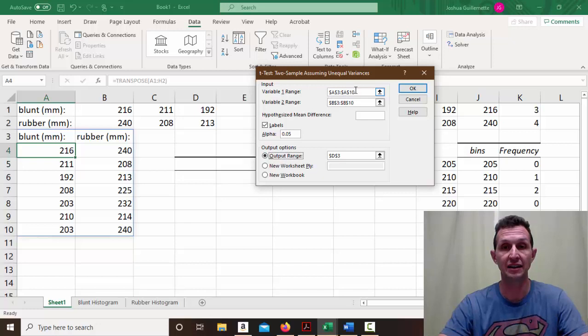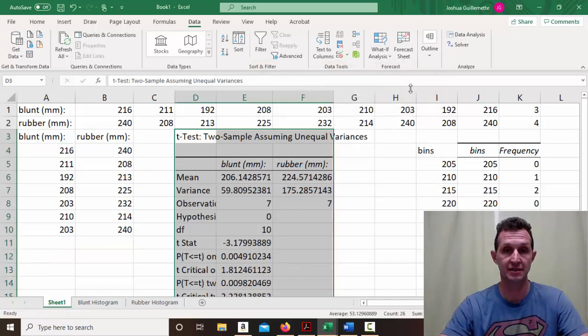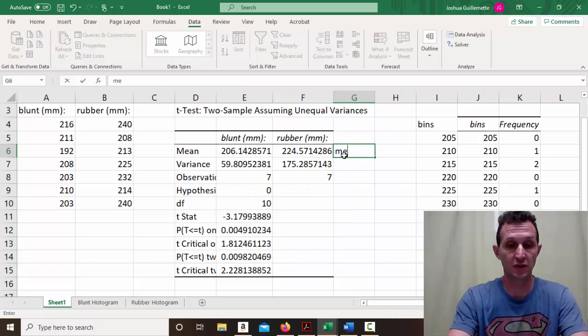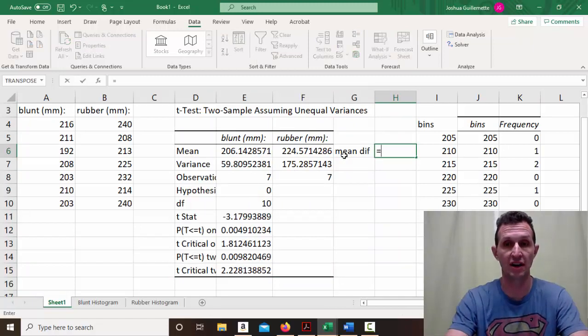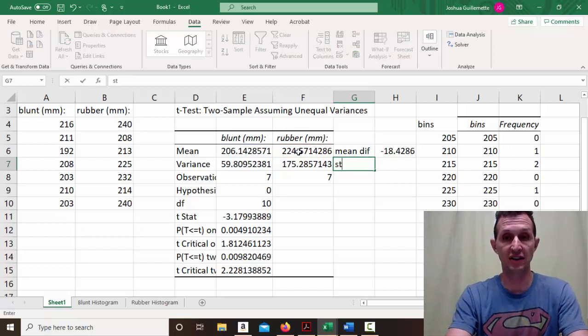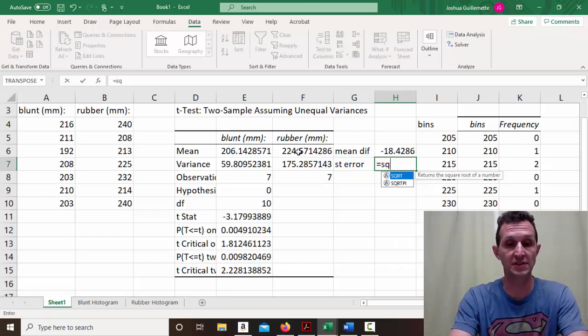Now, I've grabbed the data for the rubber-tipped and the blunt. I've told it has labels. My alpha is 0.05, and I'm going to output it over here. So I go ahead and do that test, and there it is. Now, it gives me a lot of cool things, but it doesn't give me the mean difference. The mean difference is actually super easy to calculate. Basically, all we're going to do is take this minus this. We're going to subtract the two means from each other. For the standard error, this is also going to be super easy because of the way the table is set up.